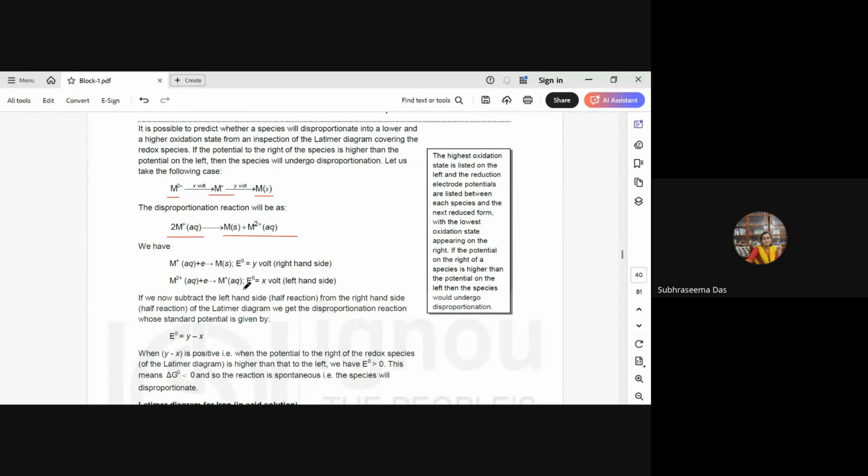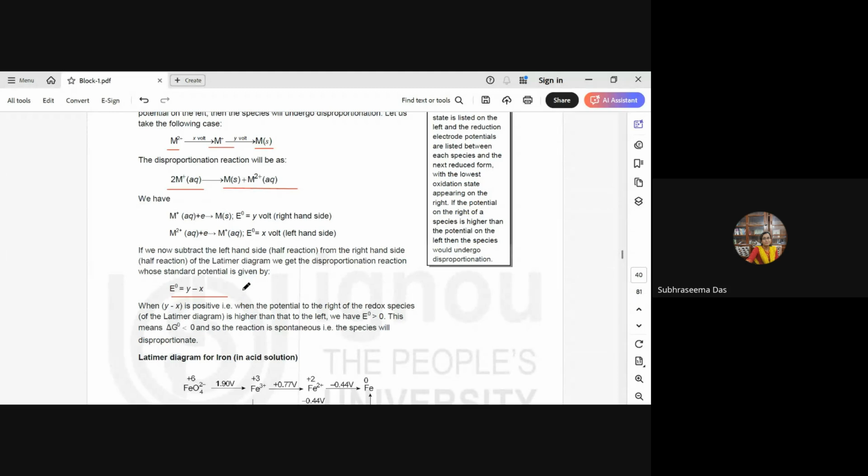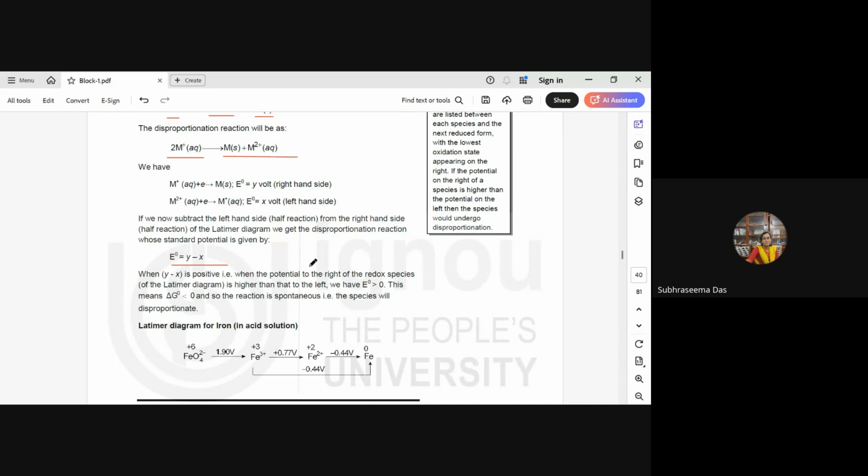If we subtract the left hand side half cell reaction from the right hand side half cell reaction of the Latimer diagram, then we can write E0 is equal to Y minus X. Now if this value of Y minus X is positive, then the potential of the redox species is higher than that of the left. That is, we have E0 greater than 0. Once the standard electrode potential is greater than 0, this means that delta G0 is negative, and so the reaction is spontaneous.